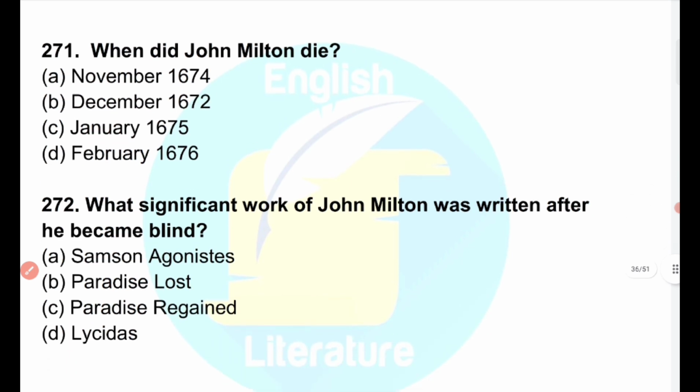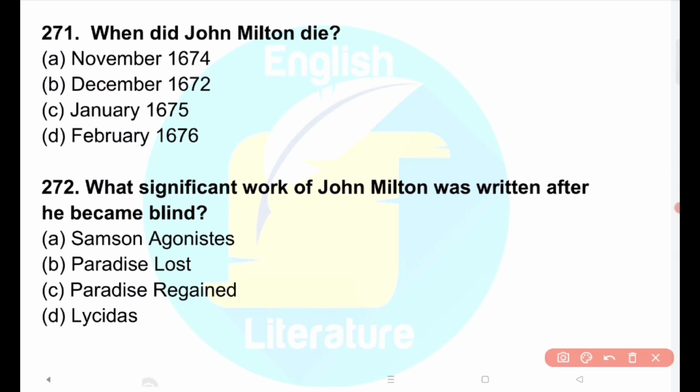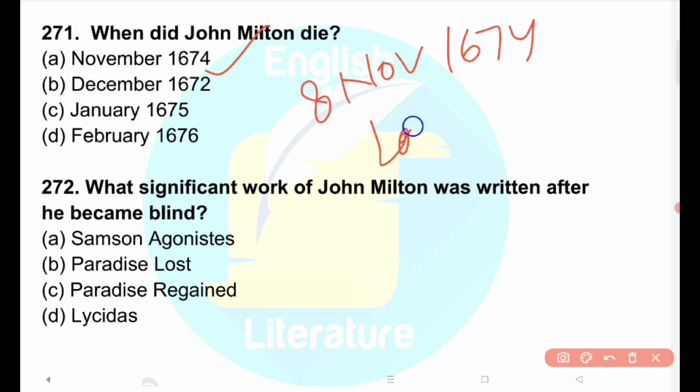When did John Milton die? Option A, November 1674. John Milton died on 8 November 1674 in London. He passed away and was buried in St. Giles, Cripplegate.